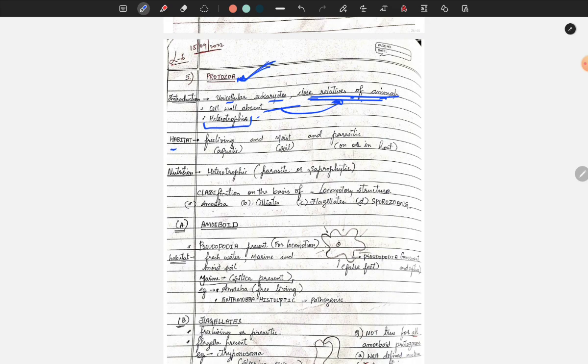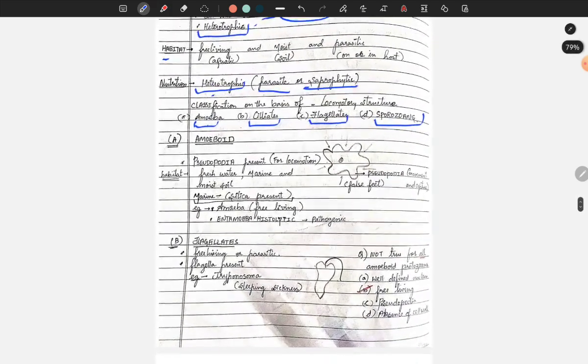Next is nutrition. They are mainly heterotrophic, which comes in the sense of parasitic or saprophytic. Classification on the basis of locomotor structure: protozoans are classified on the basis of locomotor structure. They are amoeboid, ciliates, flagellates, and sporozoans. Now coming to amoeboid.